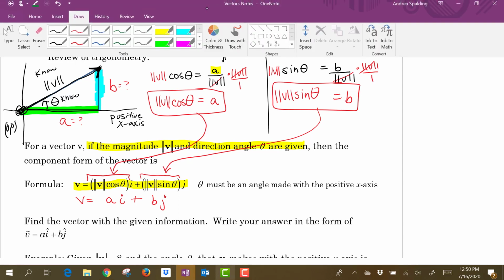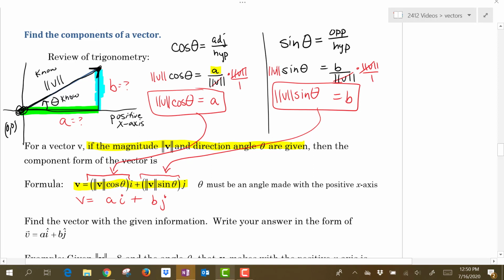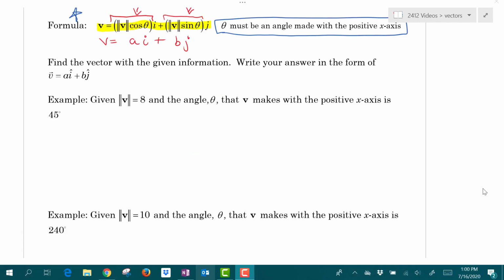Alright, so we are going to see this formula pop up a bunch, so you want to keep that handy. One of the things you want to make sure that you're careful about is that any time you put an angle into this formula, you are making the assumption that the angle is made with the positive x-axis. Alright, so let's look at an example using this formula.